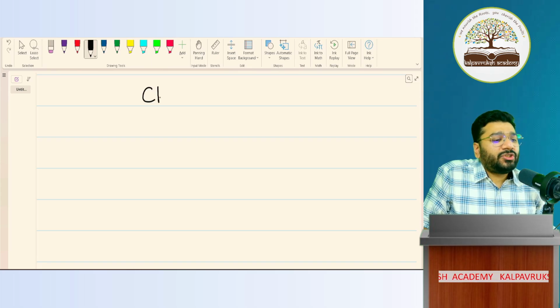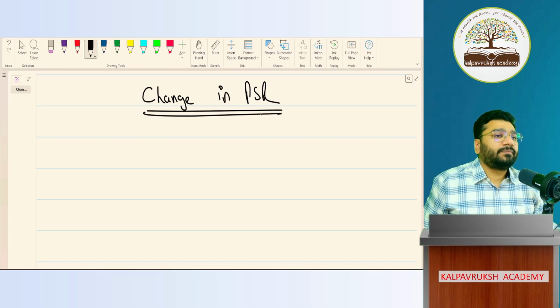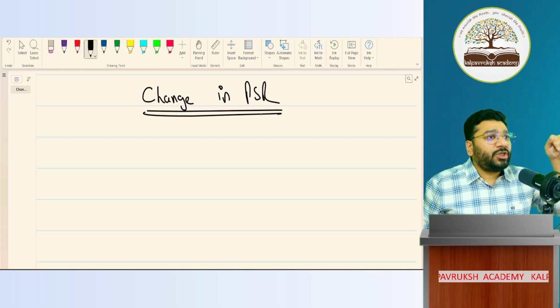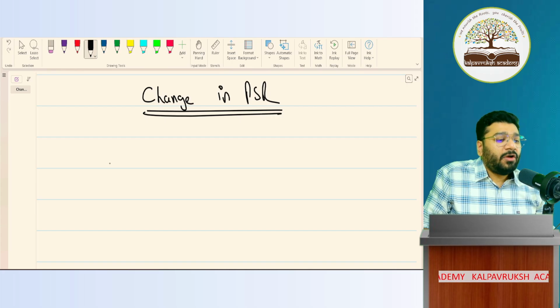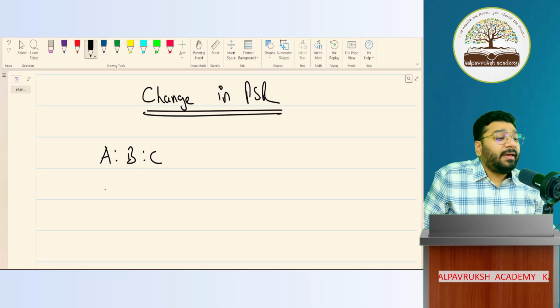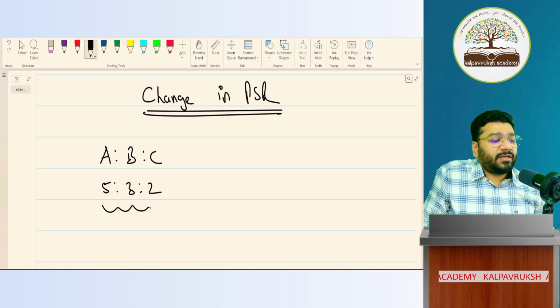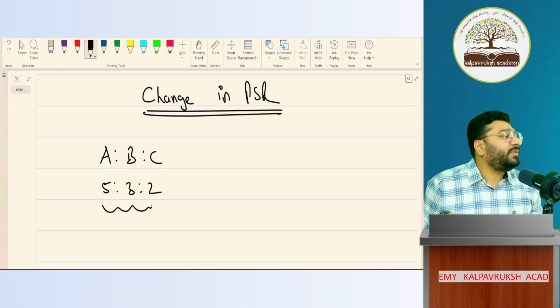Guys, with the word change in PSR, what does it mean? Change in PSR means what? So there is a change in the profit sharing ratio among the existing partners, among the already existing partners. For instance, A, B, and C are the three partners. They were sharing their profits in the ratio 5:3:2.